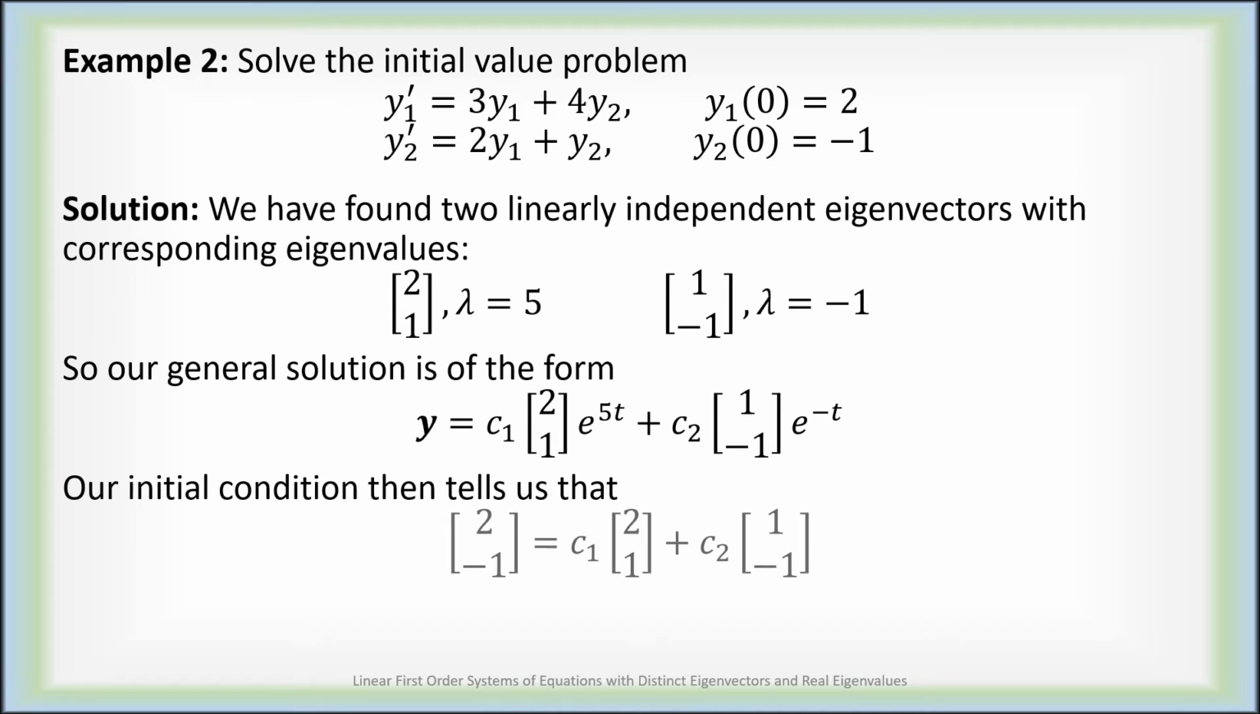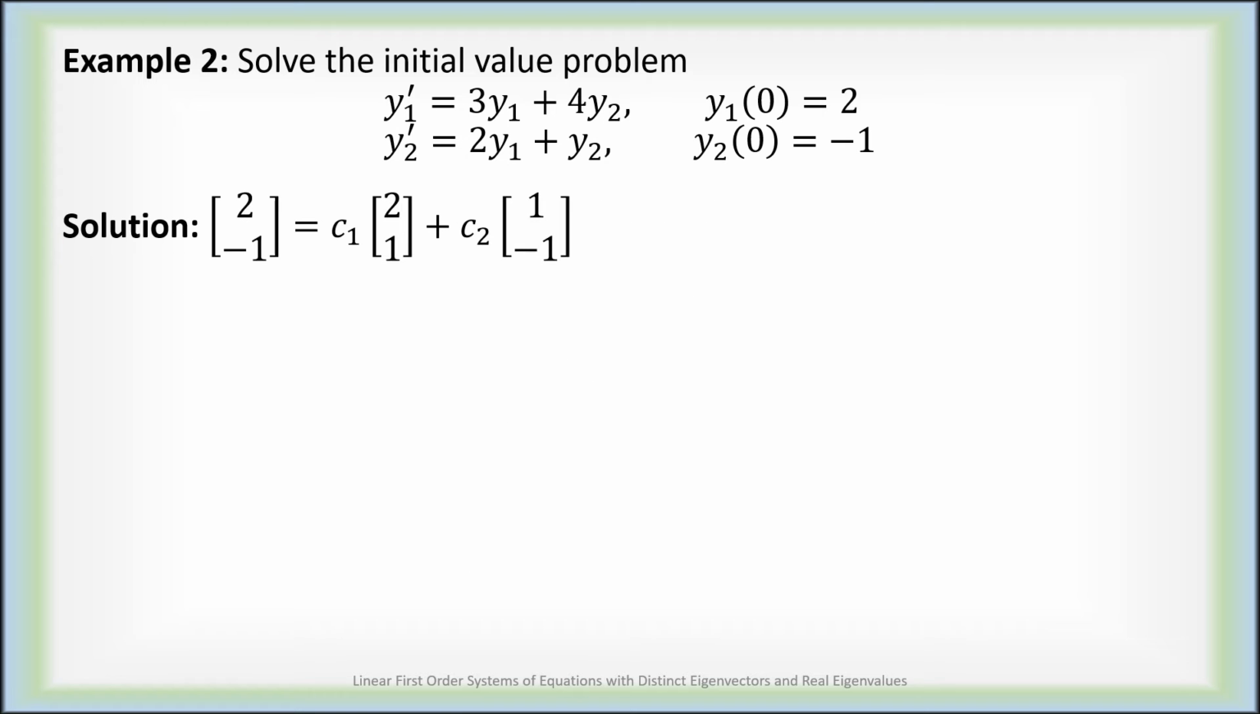Our initial conditions, however, tell us that y of 0 must be (2, -1). y1 of 0 is 2, y2 of 0 is -1. So y of 0 is the column (2, -1). Plugging t equals 0 into exponentials is awfully nice. It simply makes them 1. So here's our initial conditions, which we're going to use to solve for the coefficients c1 and c2.